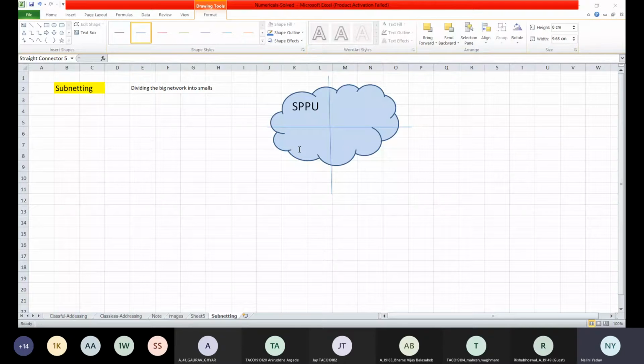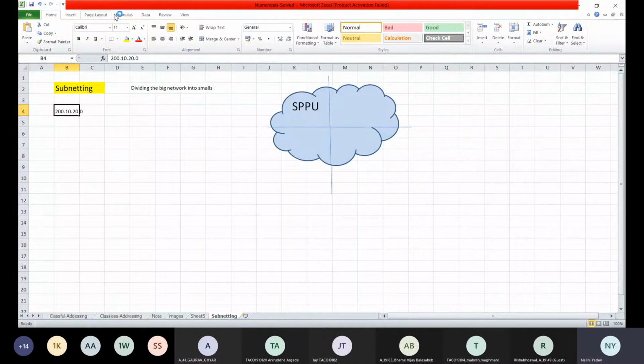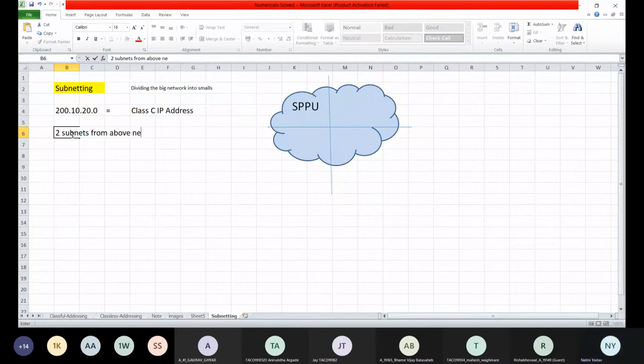Correct. Now for the understanding purpose, I will be taking one IP address, okay, this is my IP address. Tell me which class is this? It belongs to class C, right? This is my class C IP address. Now I want to make subnets for this class C IP address, and the requirement is there will be two distinguished networks. What I require is two subnets from the above network address. It means that I want to divide my complete network into two distinguished parts.